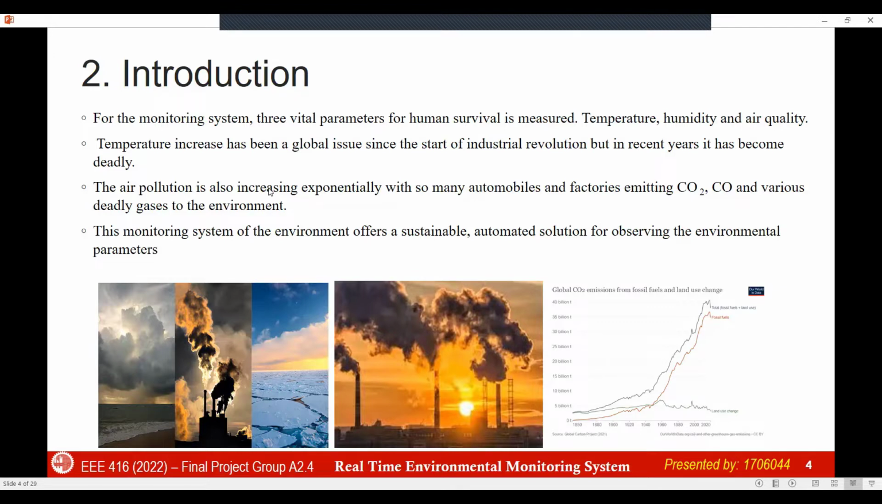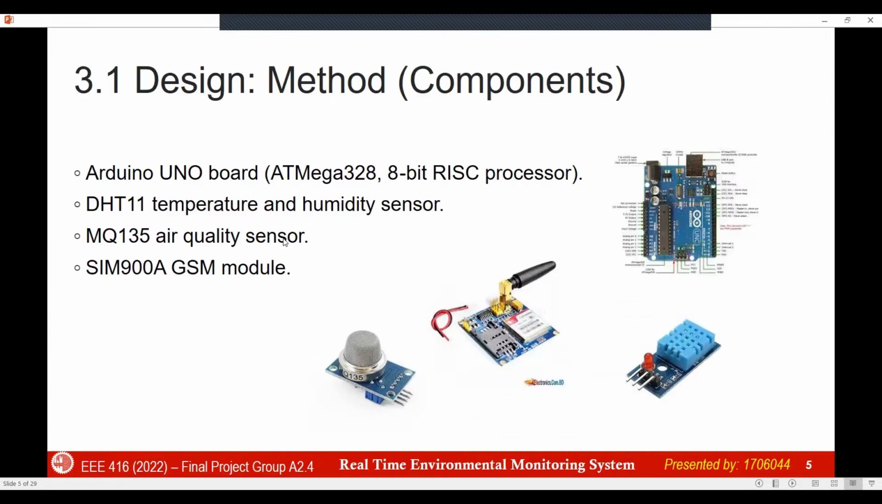Now, we need to know the importance of an environmental monitoring system. For the environment, temperature, humidity, and air quality are three vital parameters, but nowadays temperature increase has been a global issue that is known as global warming. Air pollution is also increasing exponentially due to the increase of emitting carbon dioxide, carbon monoxide, and other deadly gases to the environment. That's why our monitoring system offers a sustainable automated solution for observing environmental parameters.